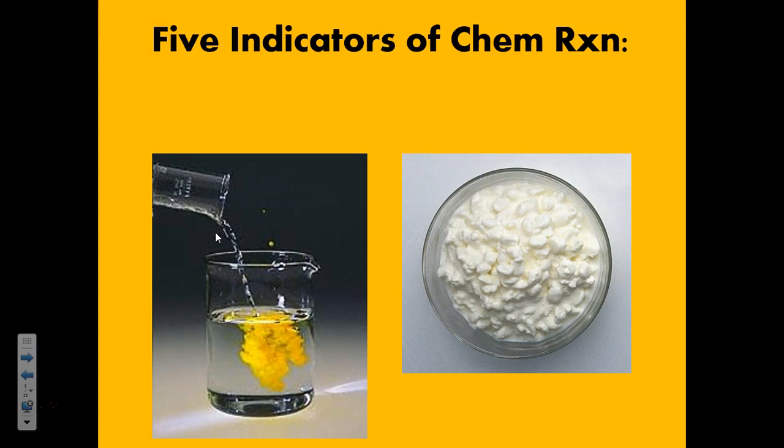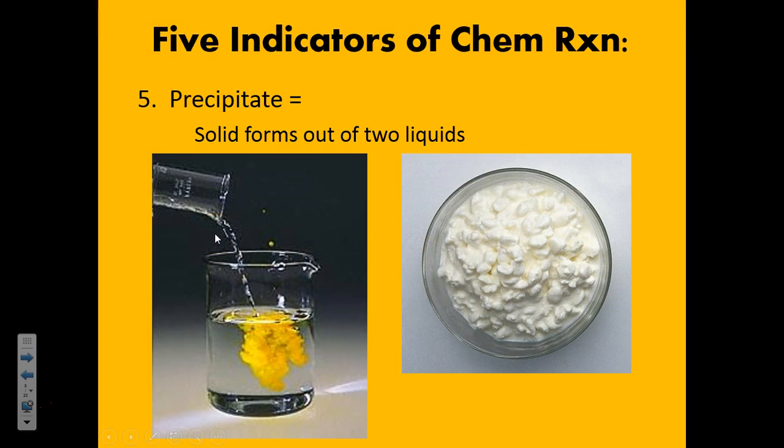So that's another one. As a last one here, if you mix two liquids together and you get a solid, that is called a precipitate, and that is a pretty sure sign that a chemical reaction has occurred as well. So precipitates forming is a sign that a chemical reaction has occurred.